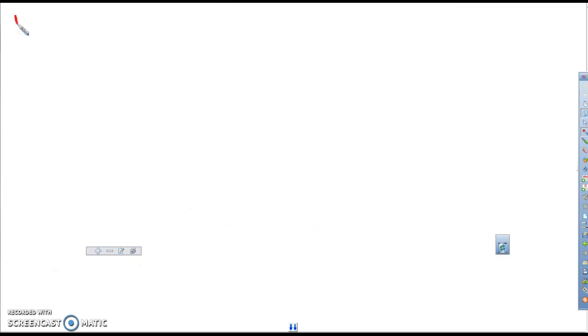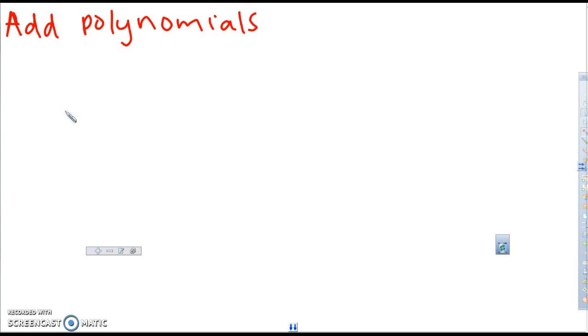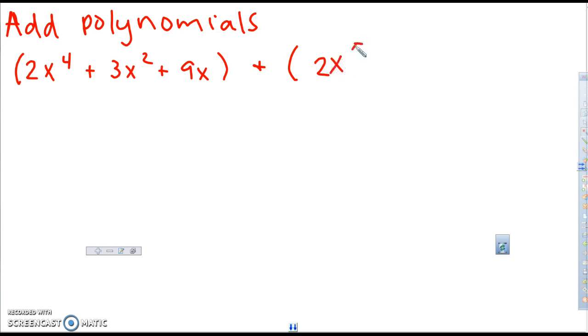So that brings us to a point where we can add together polynomials. So that means I'm going to have one polynomial like 2x to the 4th plus 3x squared plus 9x, and I'm going to add another polynomial to it. And this polynomial might be 2x to the 5th plus 4x squared plus 2x.